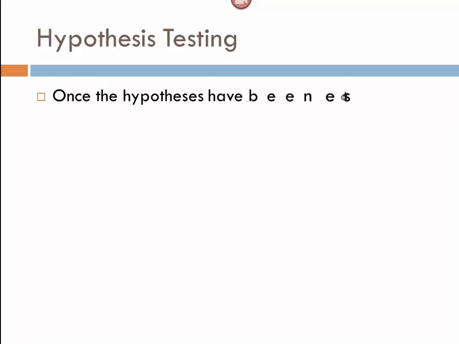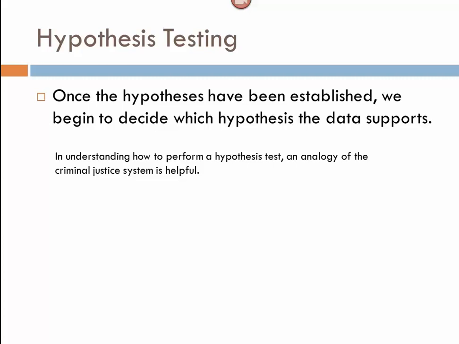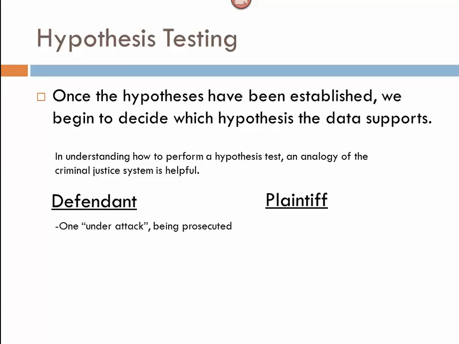So once we have established our hypotheses, we then want to decide which of the hypotheses the data supports. In understanding how to do this, we need to think of an analogy of the criminal justice system as it plays into how we perform these tests and how we approach the null and the alternative. Under the criminal justice system, we have a defendant and we have a plaintiff. The defendant is the one that's under attack, being prosecuted, and really whose life is about to be changed one way or the other. And the plaintiff is the one who is presenting the case against the defendant.